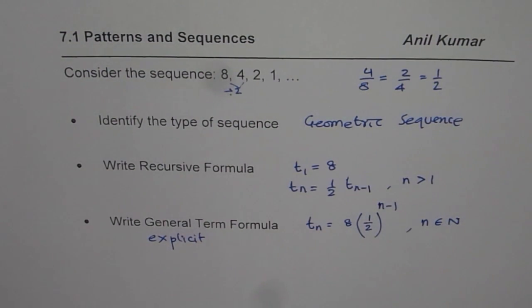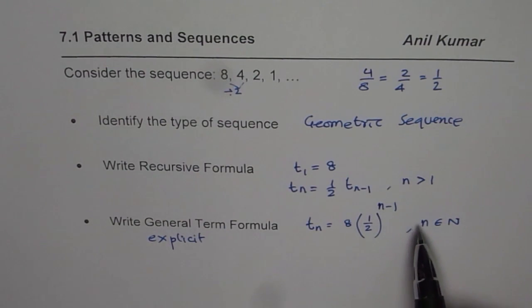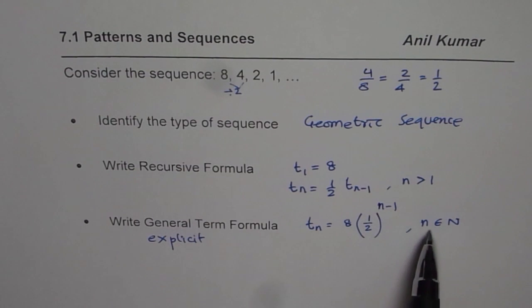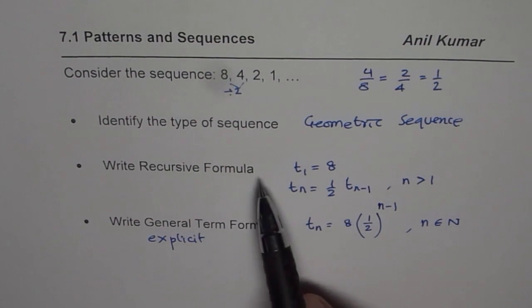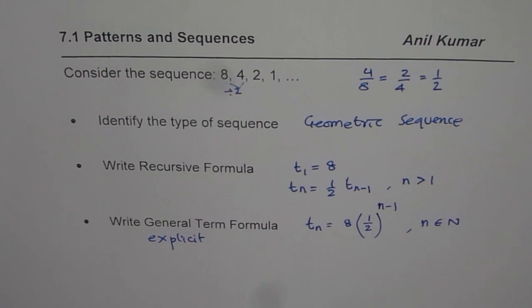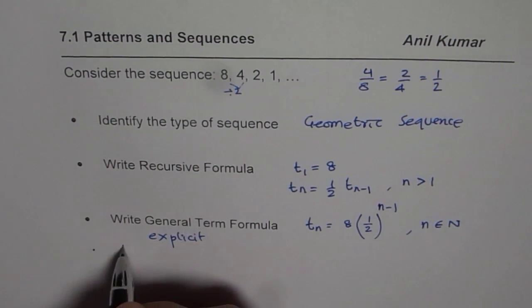So every time when you have recursive and general formulas, you will notice one thing, and that is most of the time general formulas will be for all natural numbers and recursive formulas will be for natural numbers greater than 1, correct?